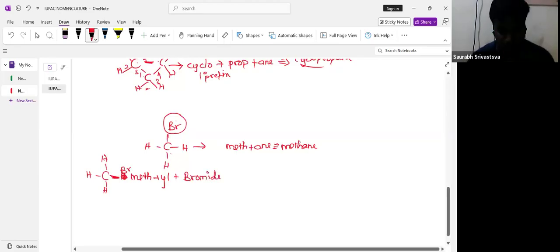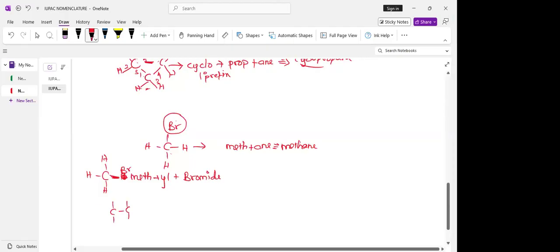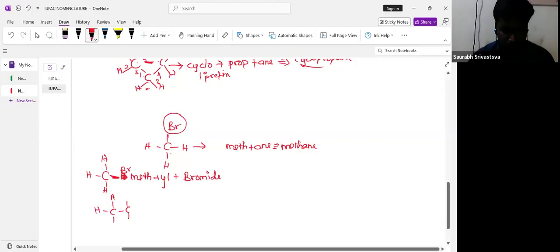Okay. Next, suppose you are writing 2 carbons, connected with 3 hydrogens here, and here 1 hydrogen, and here another hydrogen.